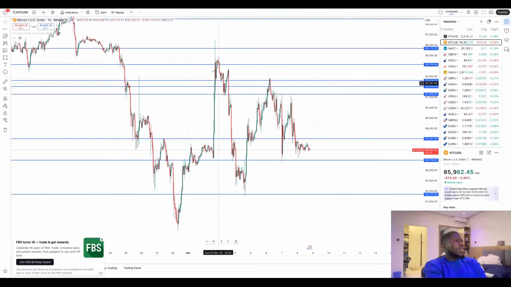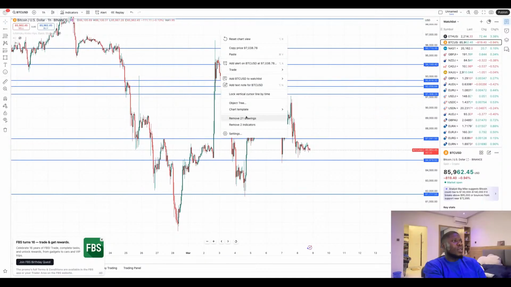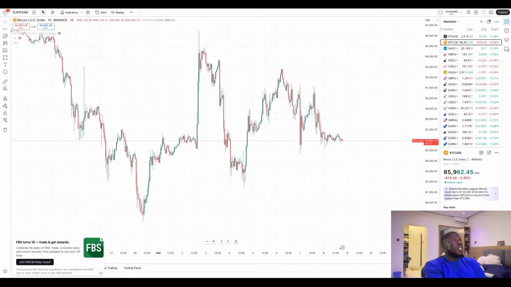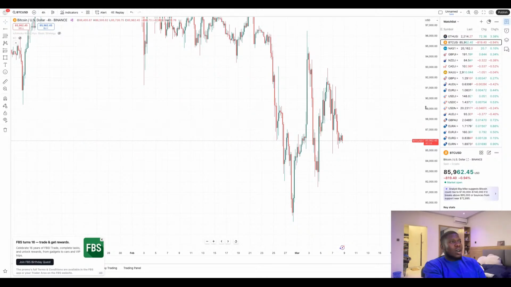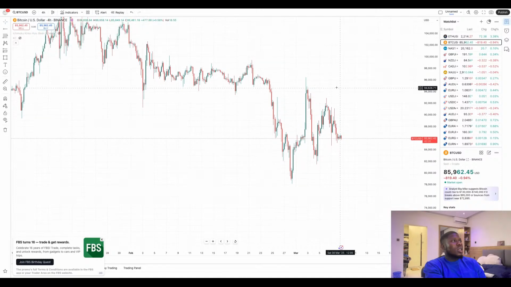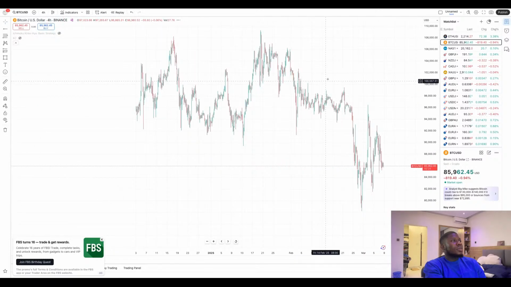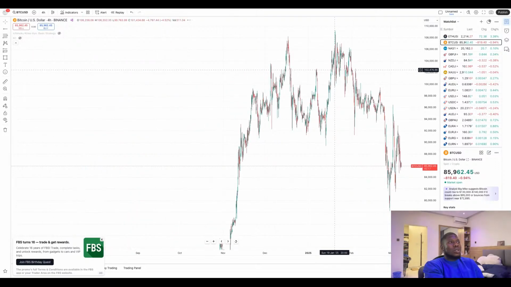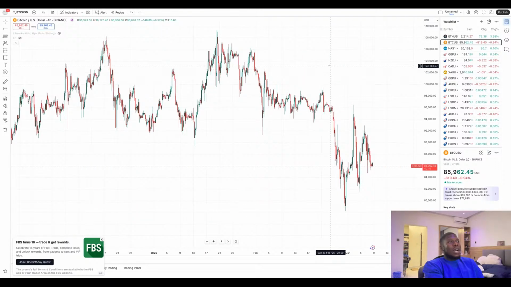Oh, I have too much line here. Sorry. Now I have my Bitcoin. Let me change the time frame to 4 hours. This is my time frame on 4 hours of Bitcoin. Now, where are your major swings on this chart? When you zoom out, when you zoom out, now where are your major swings?